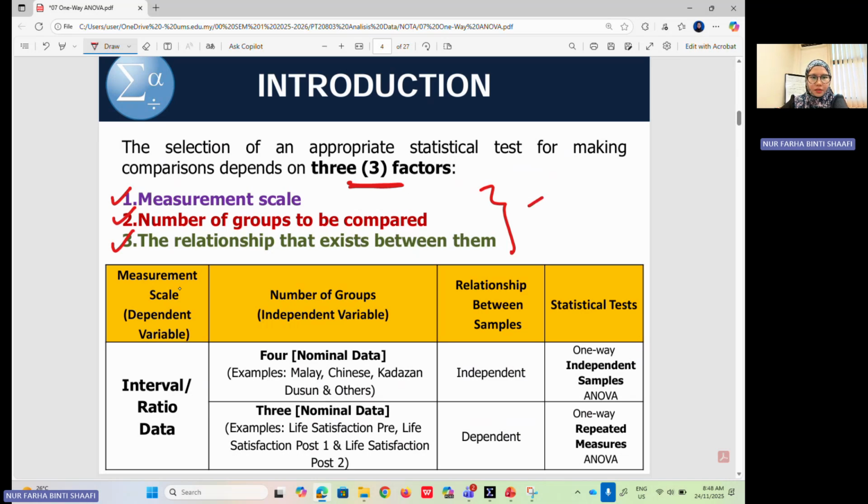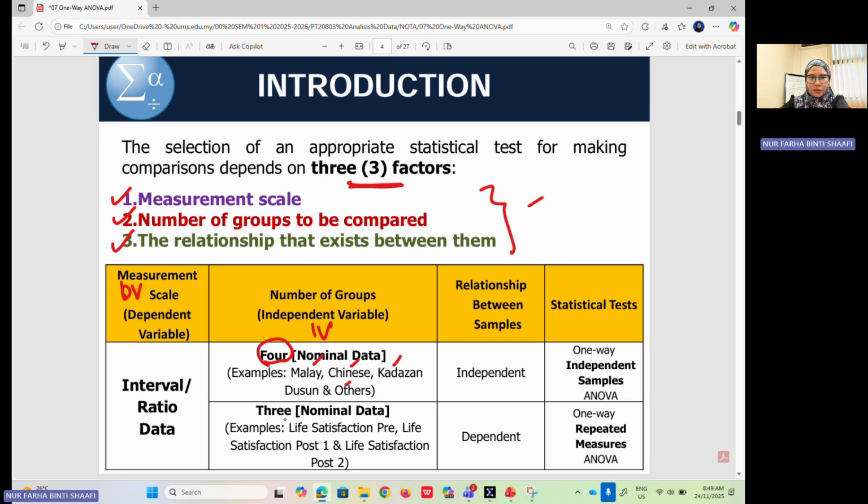So the measurement scale is the dependent variable, for example, you have interval or ratio scale. The number of groups depends on your IV. The measurement scale is the DV. For example, your IV should be in nominal data, at least 3 or more. For example, here you have ethnicities. You have 4 groups: Malay, Chinese, Kadazan-Dusun, and others, for example.